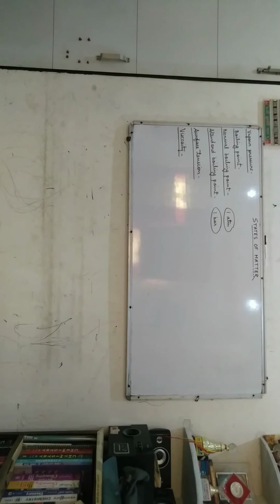I repeat again, viscosity is defined as the measure of resistance to flow which arises due to the internal friction between the layers of liquid as they slip past one another while liquid flows. Its SI unit is Newton second per meter square. It should be noted, viscosity of liquid decreases with rise of temperature.